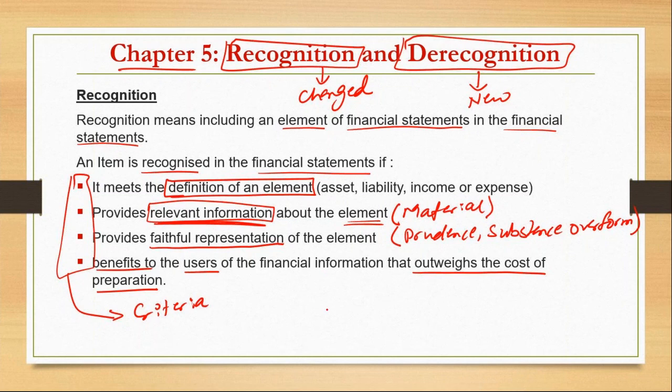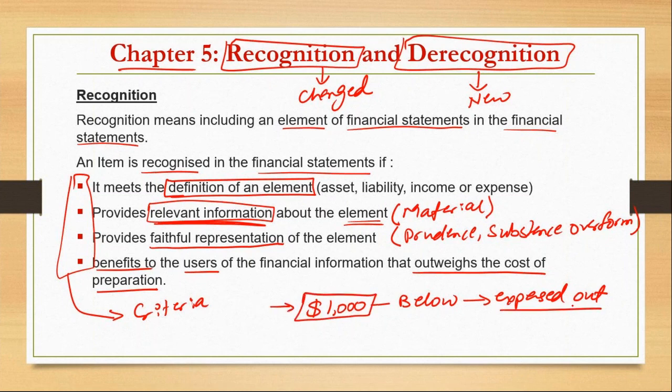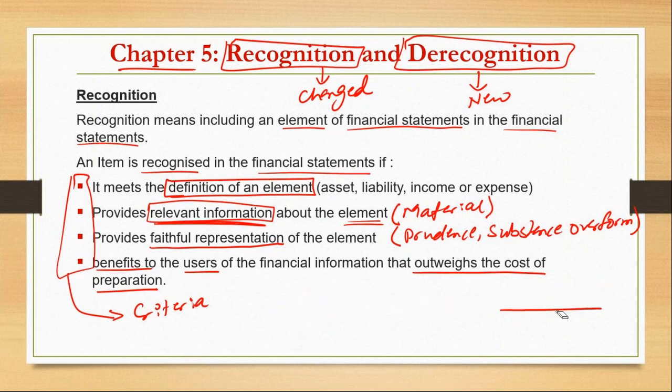Let me give you an example. Normally companies make a range, for example anything below $1,000 will be expensed out. Companies usually make a policy that anything below this range they expense out, even if they are buying an asset. Why? Let me give you an example. If you have purchased a calculator, is this an asset or an expense?